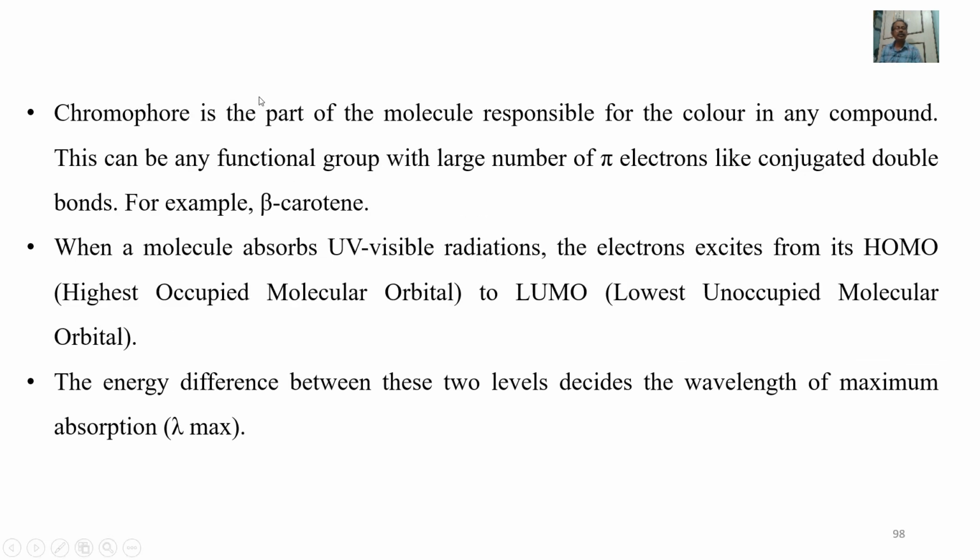Chromophore is the part of the molecule responsible for the color in any compound. This can be any functional group with a large number of pi electrons, like conjugated double bonds, for example beta-carotene. When a molecule absorbs UV-visible radiation, the electrons are excited from the HOMO to the LUMO. The energy difference between these two levels decides the wavelength of maximum absorption, which is nothing but lambda max.